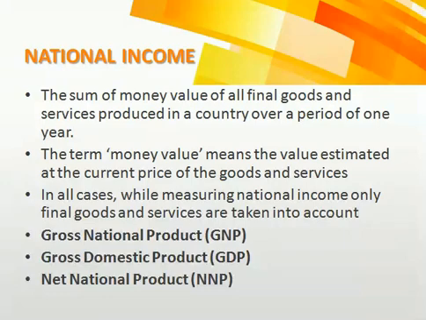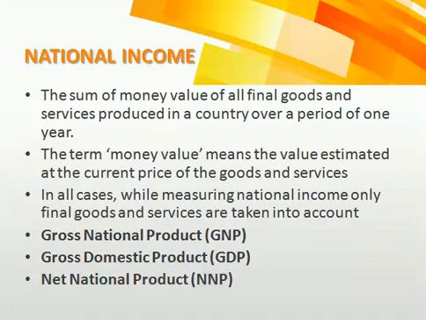And in all the cases, while measuring national income, only final goods and services are taken into account, not the goods and services which are still work in progress. This national income takes into account three things. There are three components, you can say, of this national income. First is gross national product, GNP, second is gross domestic product, GDP. Third is net national product, NNP.